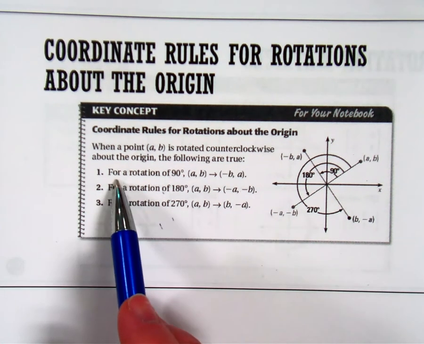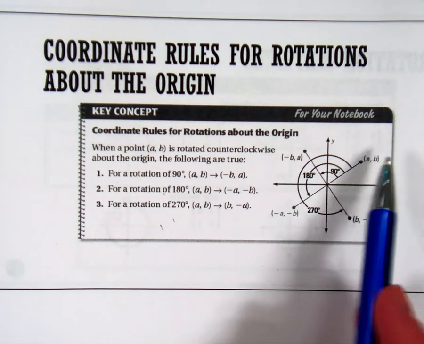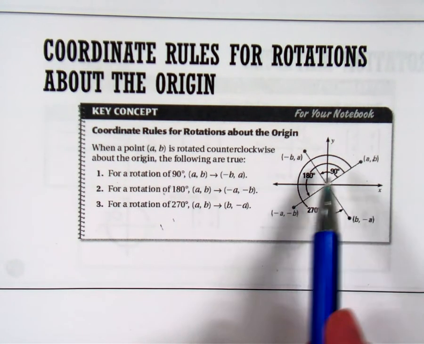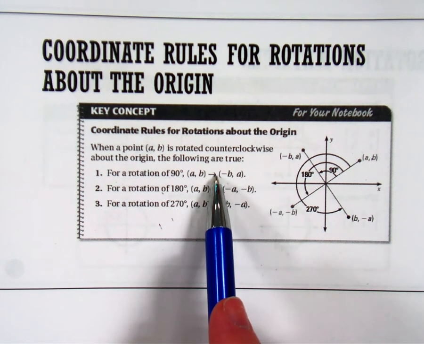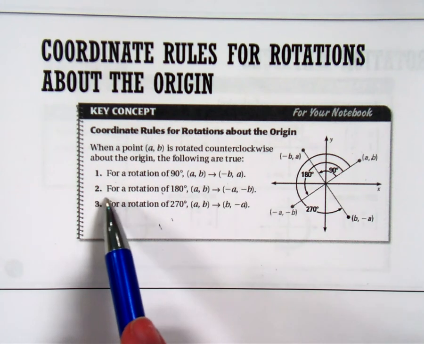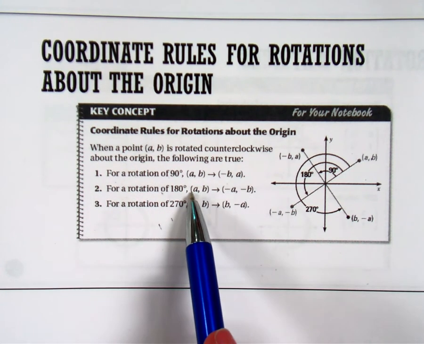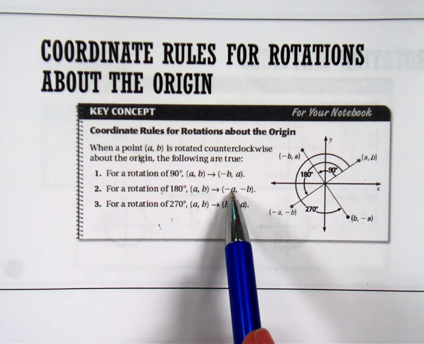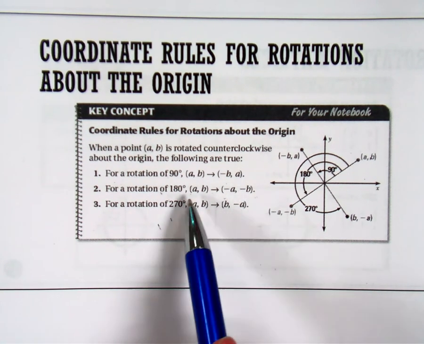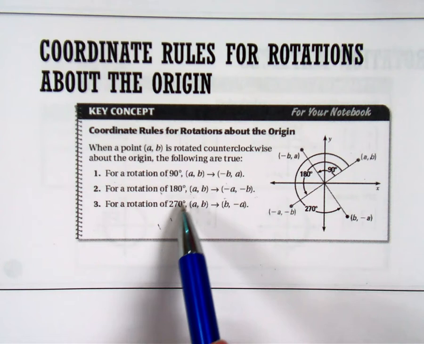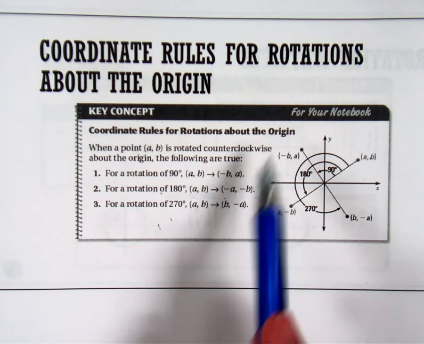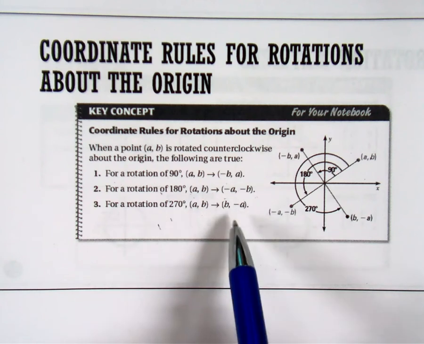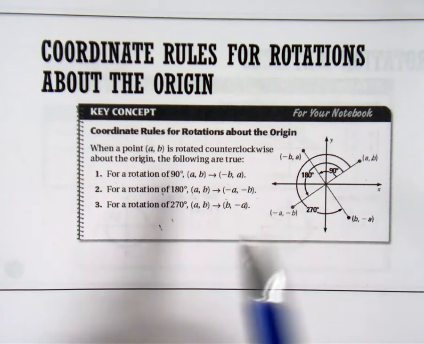Okay, so if we're going to go rotation of 90 degrees, right angle, A comma B turns into negative B comma A. Flip A and B, change the sign on the front. For a rotation of 180, A, B turns into negative A, negative B. So the numbers or the coordinates stay where they are, they just switch signs. For a rotation of 270, A and B switch, and you change the sign on what was your X, but is now your Y.